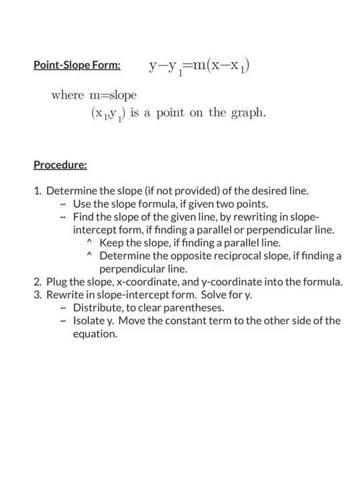We want to plug the x-coordinate of the point into x1, and we want to plug the y-coordinate of the point into y1. From there, we want to rewrite in slope-intercept form, meaning solve for y. So our first step for that is to distribute to clear the parentheses, and then isolate y by moving the constant term to the other side of the equation.